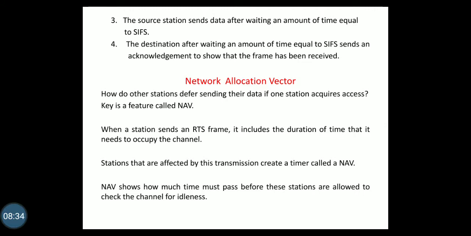Acknowledgement is needed in this protocol because the station does not have any means to check for the successful arrival of its data at the destination. On the other hand, the lack of collision in CSMA/CD is a kind of indication to the source that data have arrived. Next, we'll see about network allocation vector.